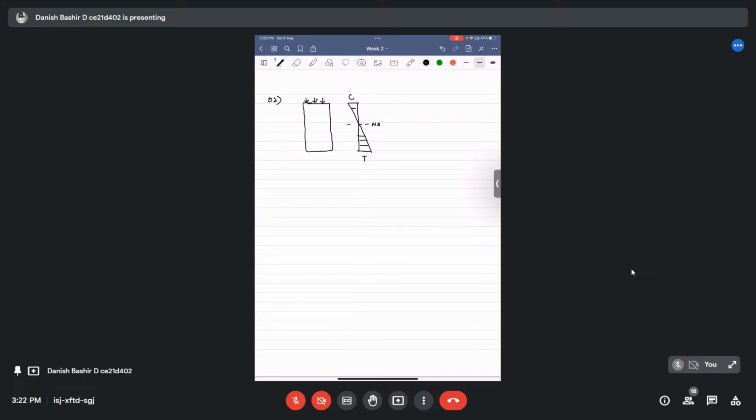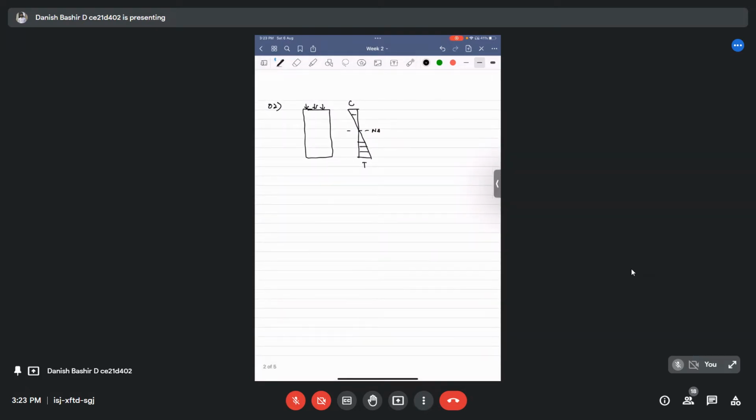Now we see this. There is one more concept: linear elastic material.